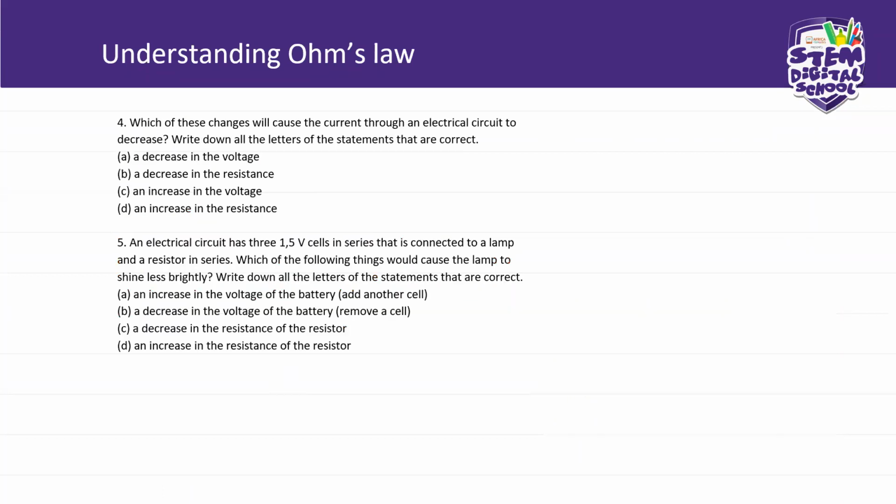Right. Understanding Ohm's law, which of these changes will cause the current through an electrical circuit to decrease? Write down all the letters of the statements that are correct. A decrease in the voltage, a decrease in the resistance, a decrease in the voltage, an increase in the resistance. Which one of these will cause the current to decrease?